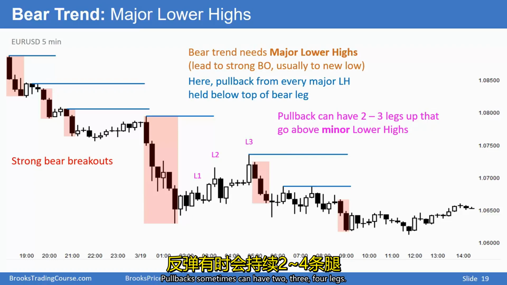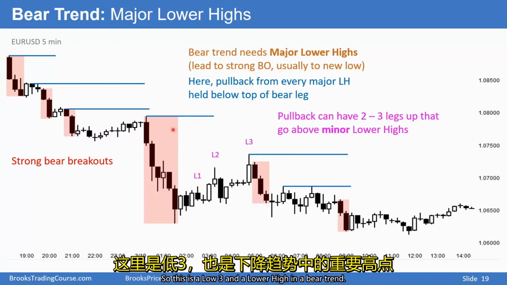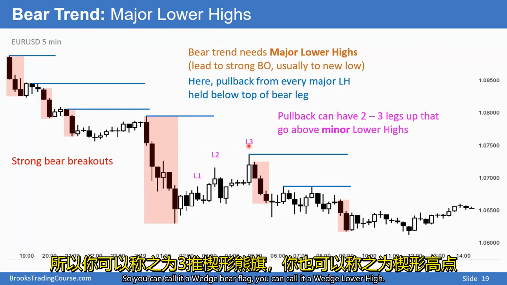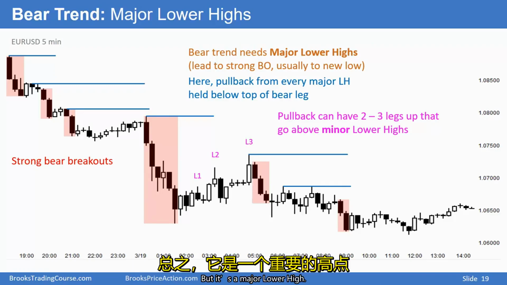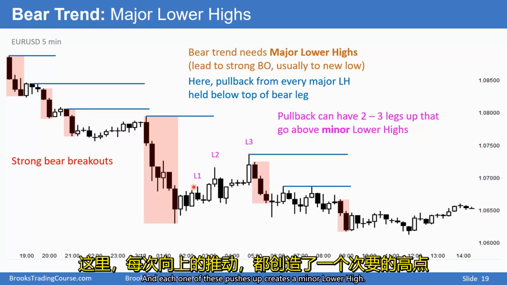Pullback sometimes can have 2, 3, 4 legs. So we got one leg, a low 1, low 2, and then a low 3. So this is a low 3 and a lower high in a bear trend. So you can call it a wedge bear flag. You can call it a wedge lower high, but it's a major lower high. And each one of these pushes up creates a minor lower high.